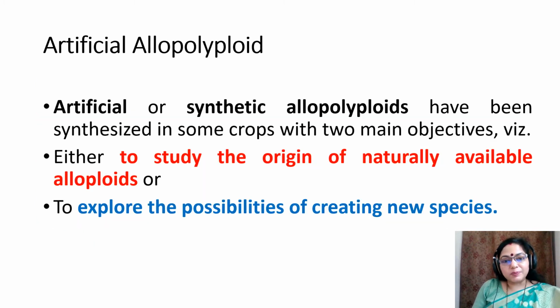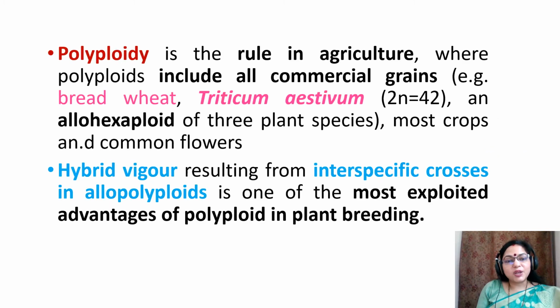Artificial allopolyploids. Artificial or synthetic allopolyploids have been synthesized in some crops with two main objectives. Number one, either to study the origin of naturally available allopolyploids or to explore the possibilities of creating new species.